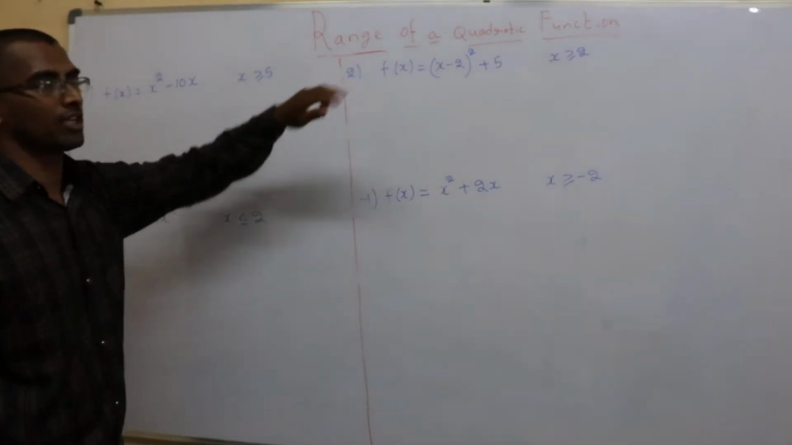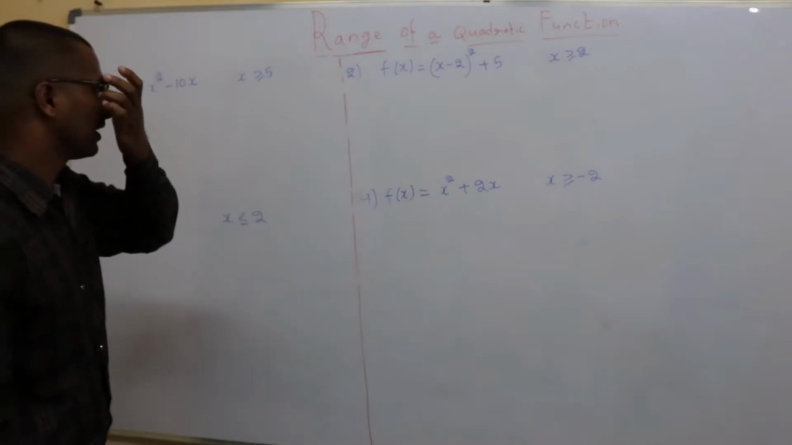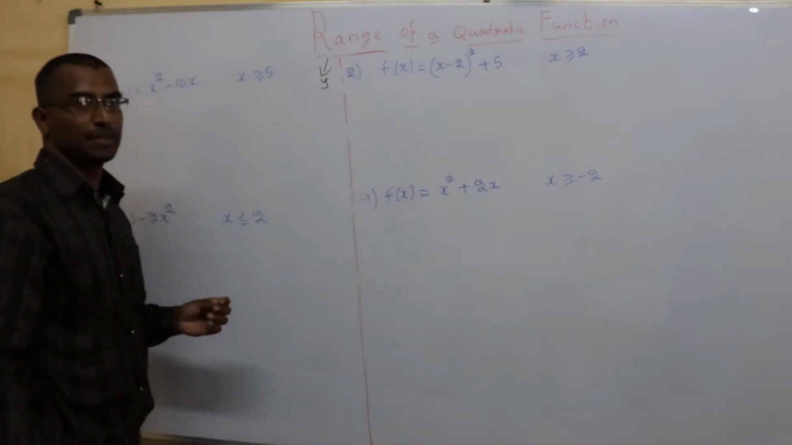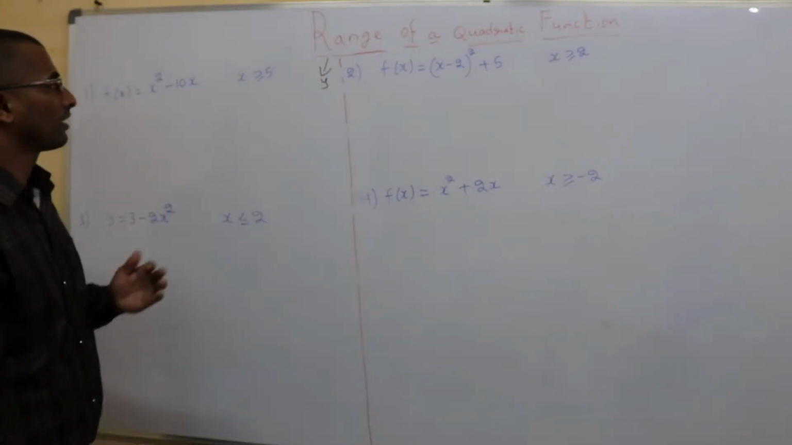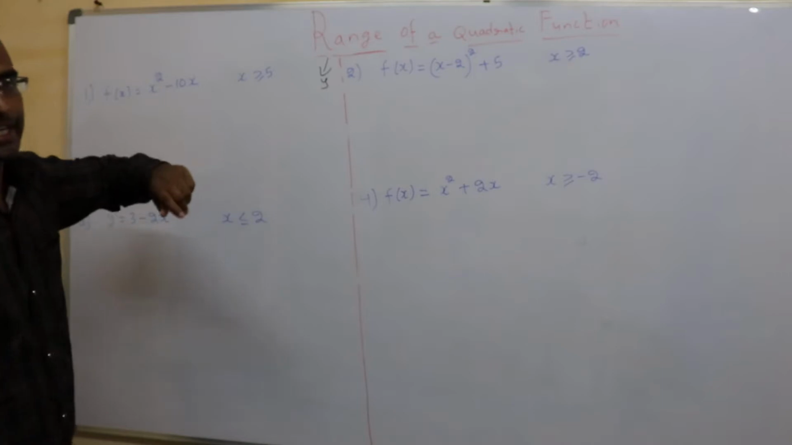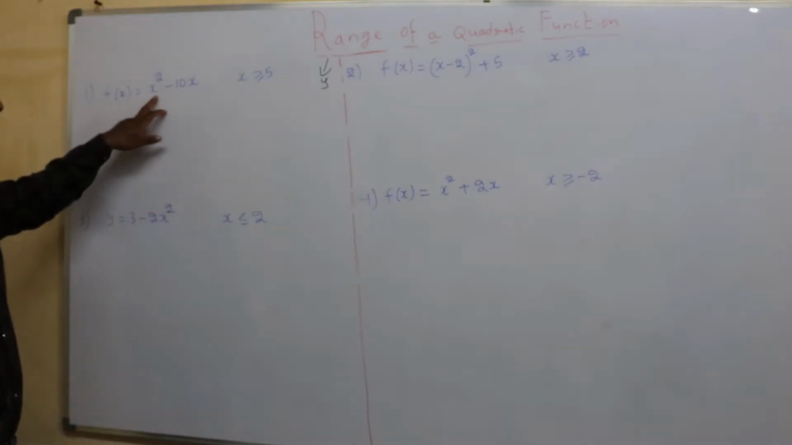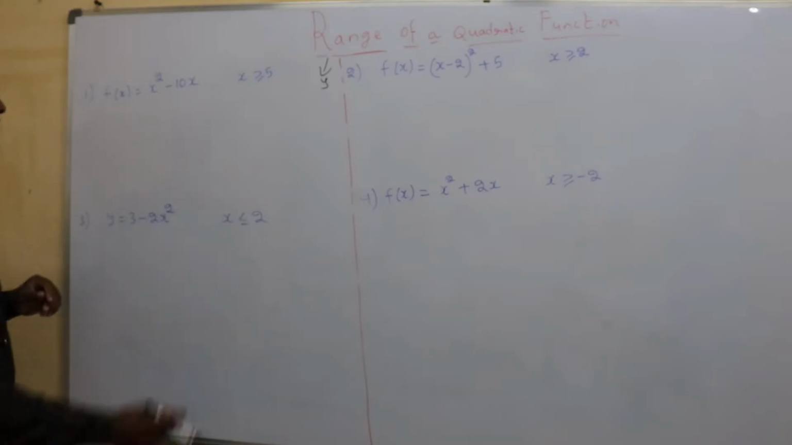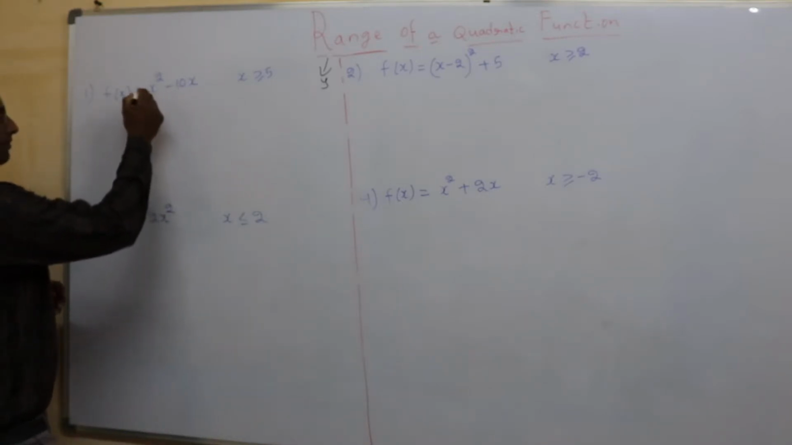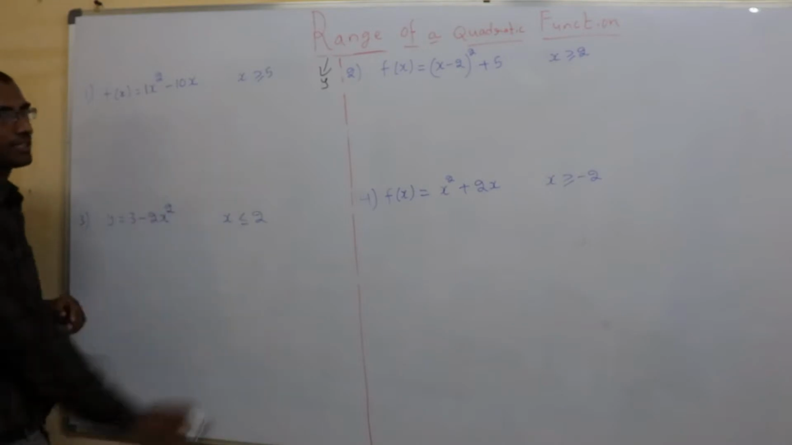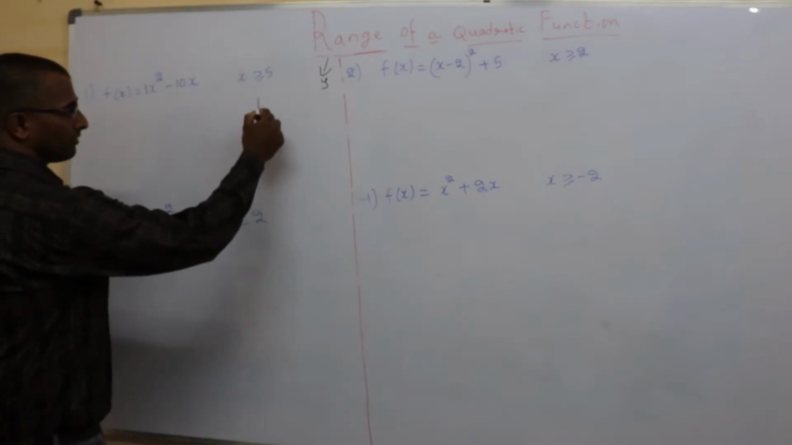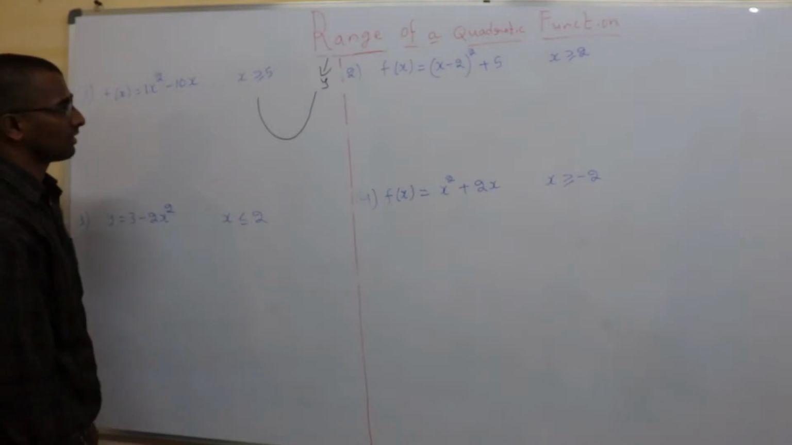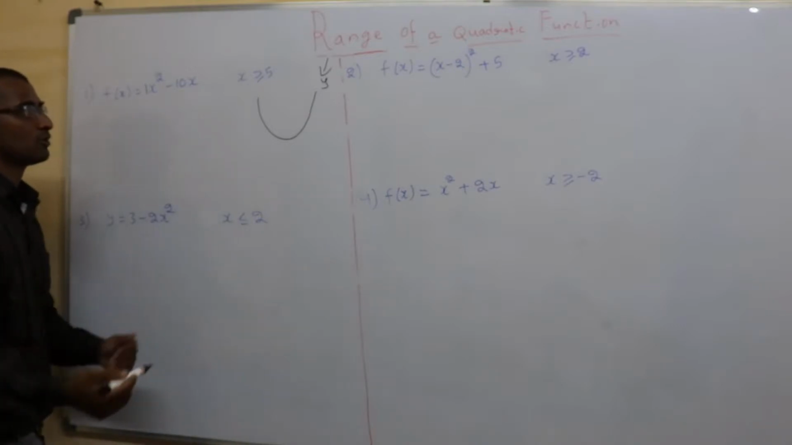Next, range of a quadratic function. Range means the values that can be taken by y. Now, a quadratic function means the power on x is 2, so it's a quadratic equation. And moreover, the sign before x squared is positive, so I will get a graph in this way. Clear? Now, let us do.